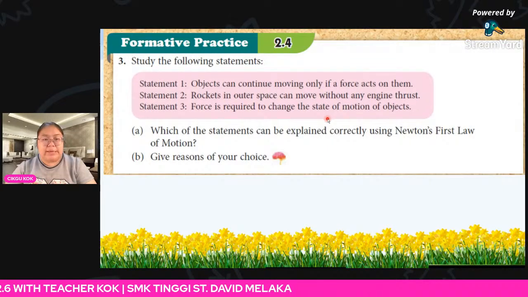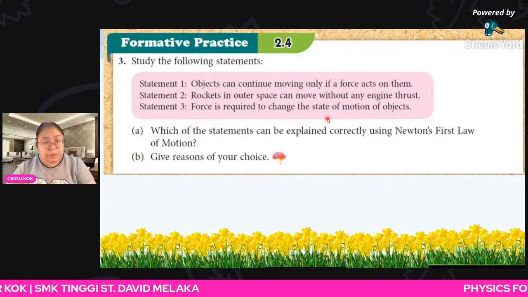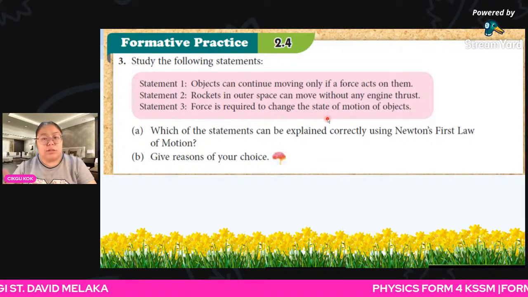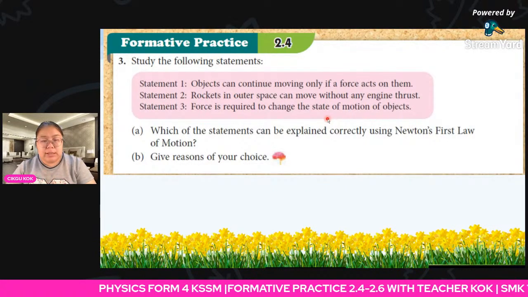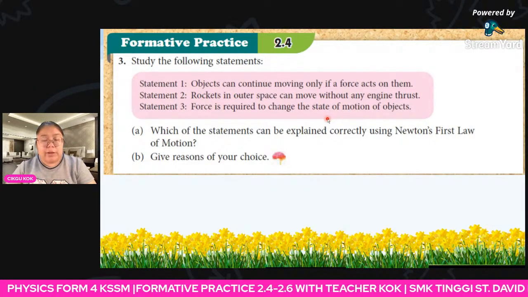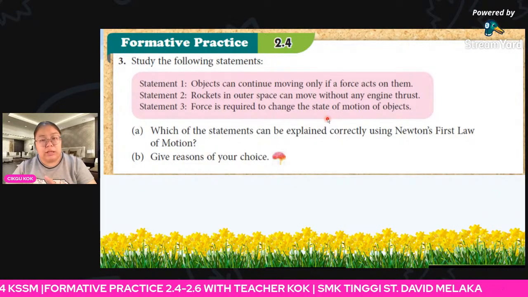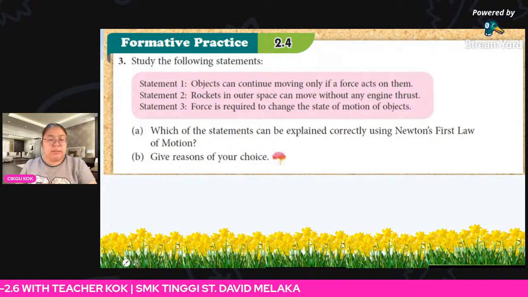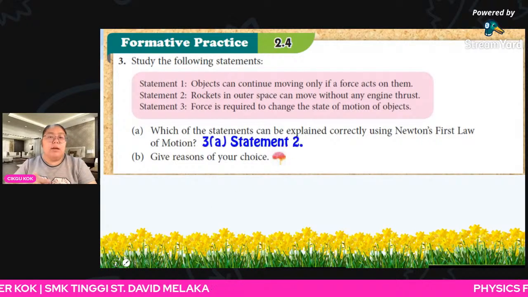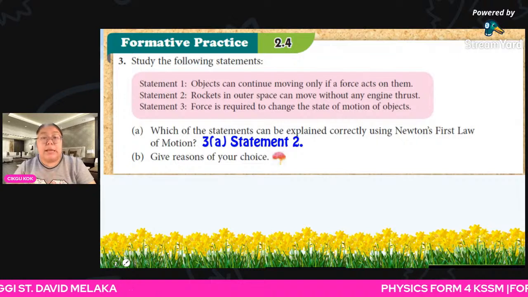From here the answer should be number two: a rocket in outer space can move without any engine thrust. That means there is no force forcing it, but the rocket can still move. That means the rocket continues to move. So from here we see the answer: 3A, statement 2.